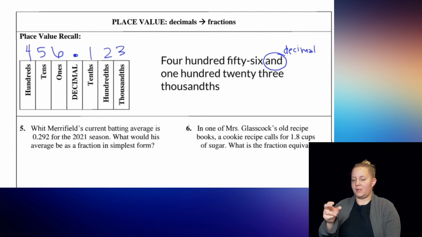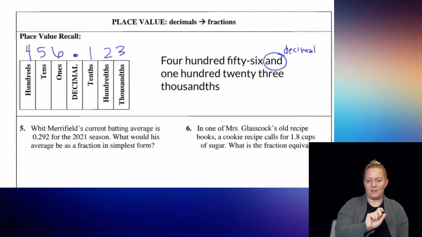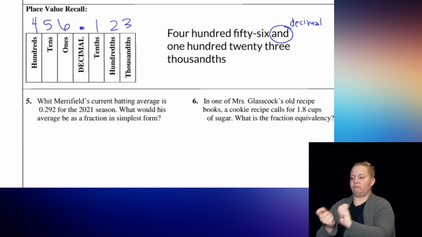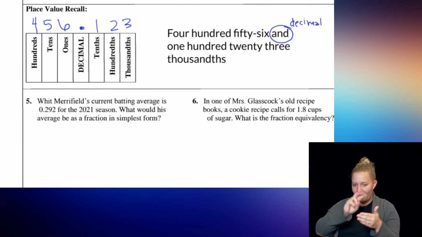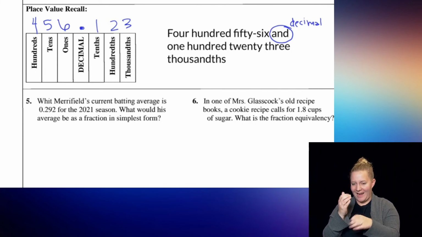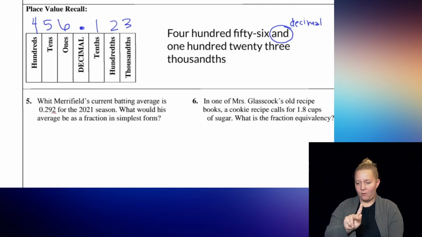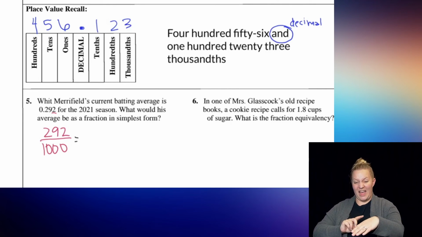Like I said, keeping those things in mind, we are now going to turn decimals into fractions. How we do that is we are going to write it how we read it. So recalling this place value, we are going to go ahead and convert decimals into fractions. This right here, Whit Merrifield's current batting average is 0.292, or 292 thousandths, based on that 2 that is in the thousandths position for the 2021 season. So 292 thousandths. And with these large numbers, we do need to go ahead and simplify this out.